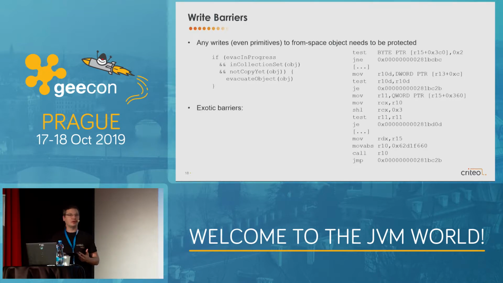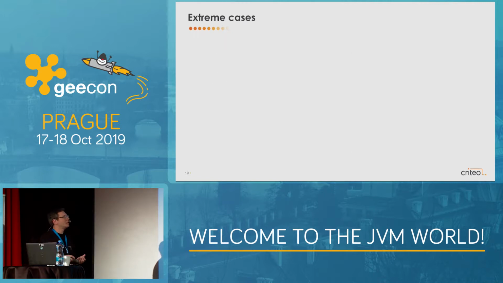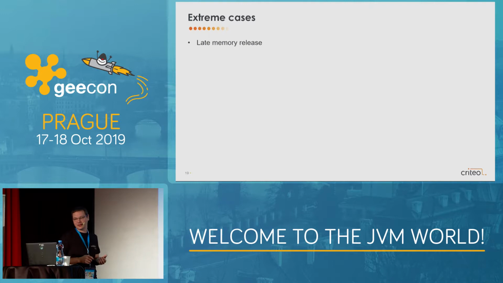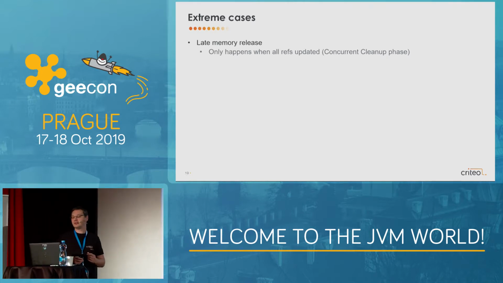There are also three other exotic barriers for ACMP: for the pointer comparison, the compare-and-swap, and the clone operation. In extreme cases, we have in the Shenandoah algorithm a late memory release. It means that we release the region very late in the phases of Shenandoah, at the concurrent cleanup phase. So if the region is completely free, it's done in the first concurrent cleanup phase.